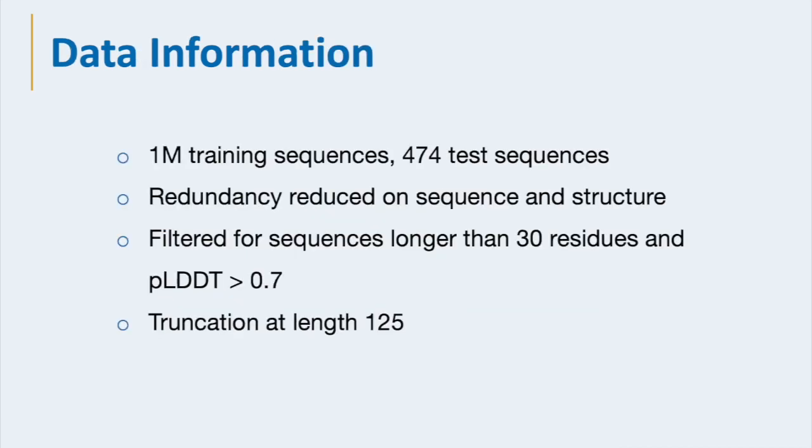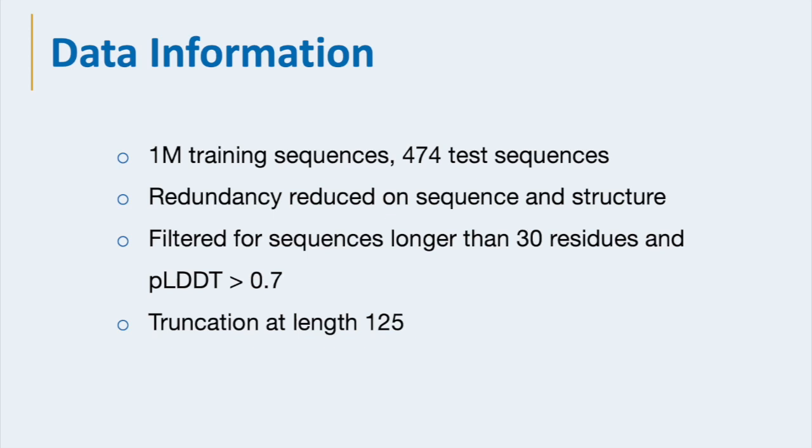For training the model, we used 1 million sequences from the AlphaFold database for which the 3DI tokens were generated. We redundancy reduced on sequence and structure similarity and removed sequences smaller than 30 residues and sequences where the pLDDT score was below 0.7. Due to hardware and time limitations, we truncated the sequences during training and inference to a length of 125 for now.